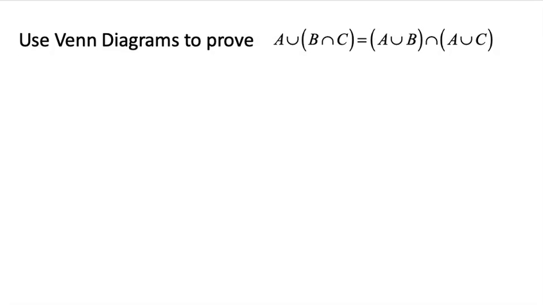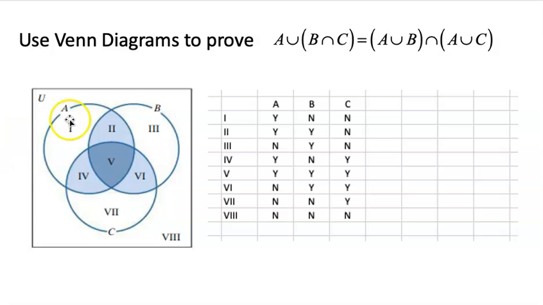All right, the last one I want to do is I want to prove that the set A union B intersect C is the same as A union B intersect A union C. To do that, I'm going to construct Venn diagrams for both and show that they're the same. So we'll start with A union B intersect C. Same strategy. A, B, C, regions 1, 2, 3, 4, 5, 6, 7, 8. A is regions 1, 2, 4, and 5. There's the yeses. B is regions 2, 3, 5, and 6. C is regions 4, 5, 6, and 7.